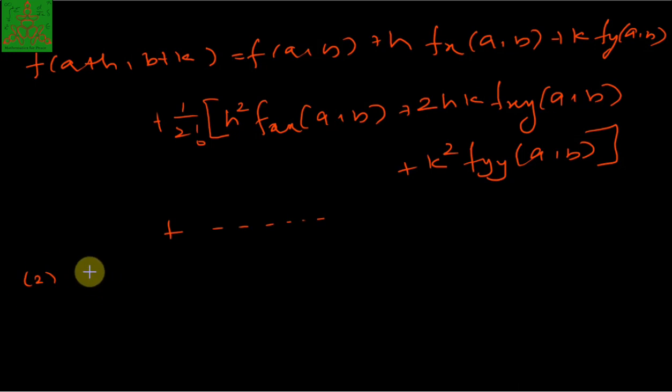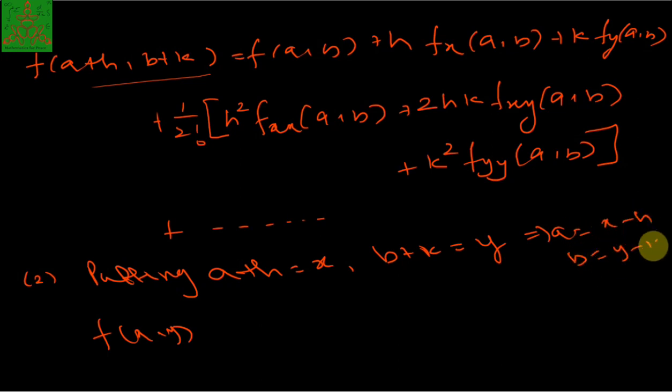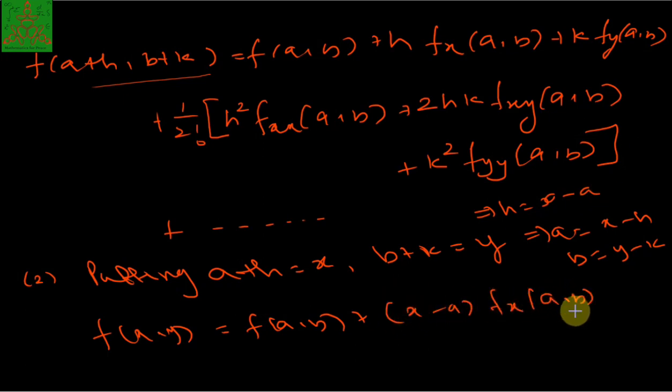Second remark: if I substitute a plus h as x and b plus k as y, then this expression is nothing but f of xy, and due to this we can write a is x minus h and b is y minus k. So we can write f(a,b) as it is plus h, which is x minus a, fx at point (a,b), plus y minus b, fy at point (a,b).